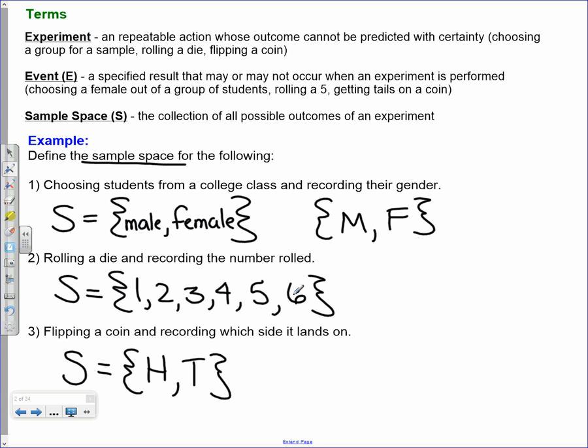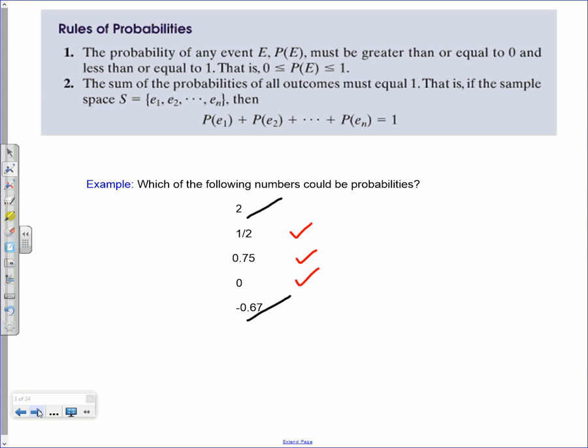Number two, rolling a die and recording the number rolled. What are the possible outcomes we could have there? So we have 1, 2, 3, 4, 5, and 6. Those are all the possible outcomes. So that's our sample space. The same thing with flipping a coin.